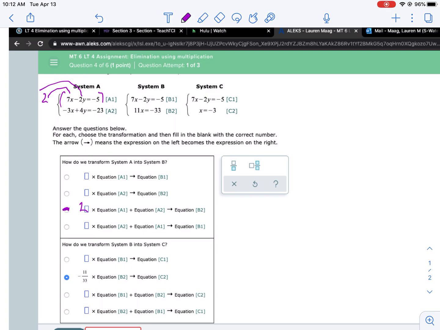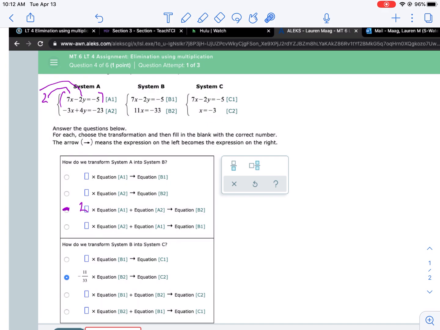Now on the next box, we're looking at what changed from B to C. And once again, notice the first equation didn't change at all. But the second equation, we divided by 11, didn't we? That's all we did. We're just dividing. We're not adding or subtracting. We're just dividing by 11.